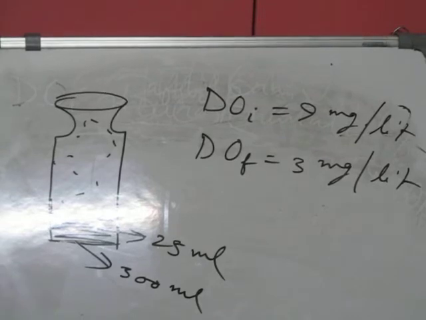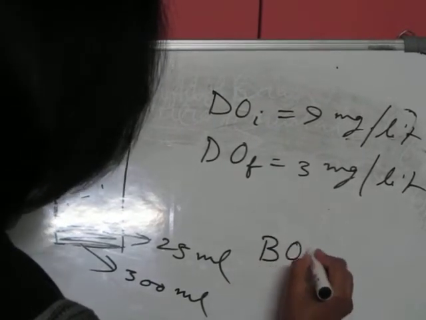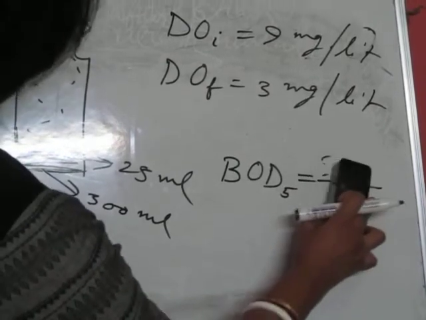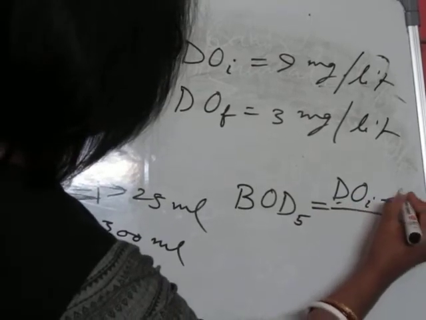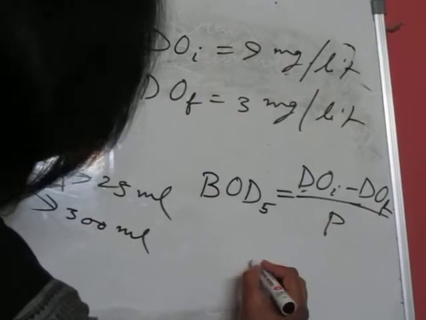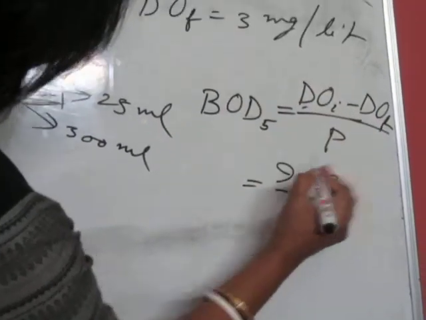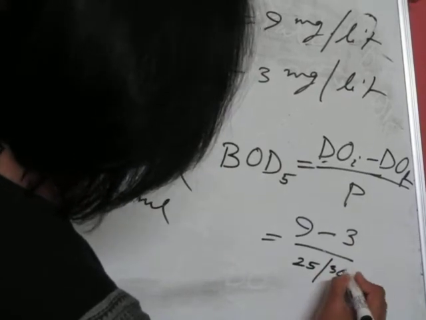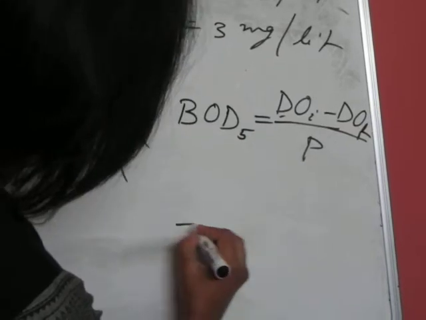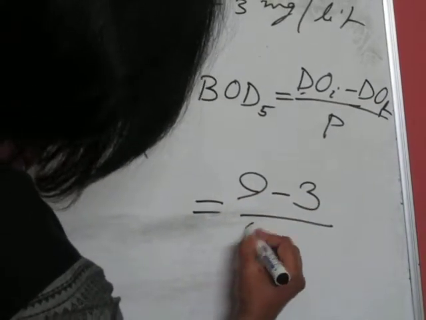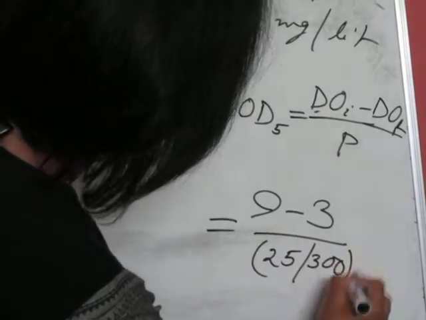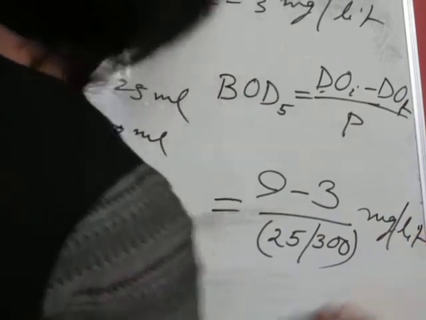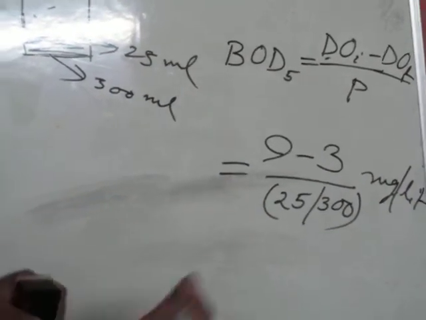So the BOD value will be equal to BOD5, say for 5 days, generally we do it. Because you know the formula, that is DOI minus DOF by P, that is equal to 9 minus 3. What is the value of P? That is 25 divided by 300. Nine minus 3, 25 divided by 300. What will be the unit? It is milligram per liter. So just calculate and you will get the result.